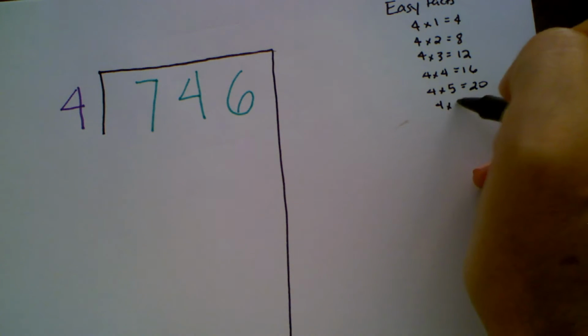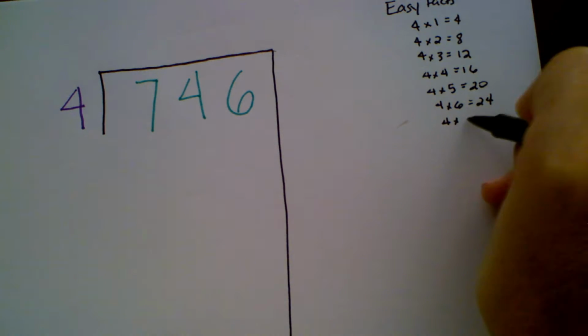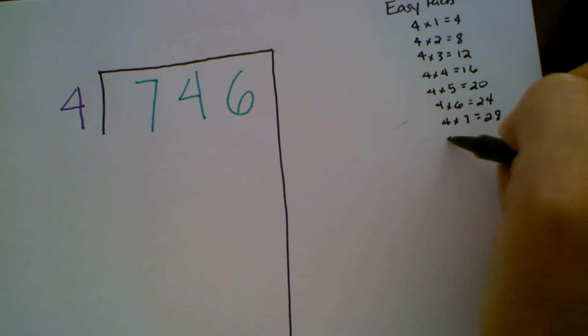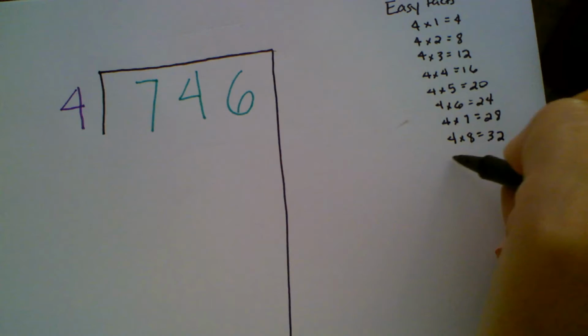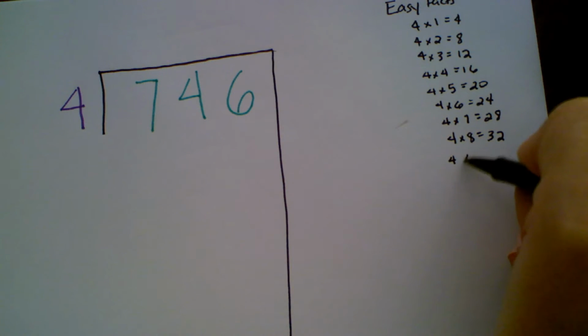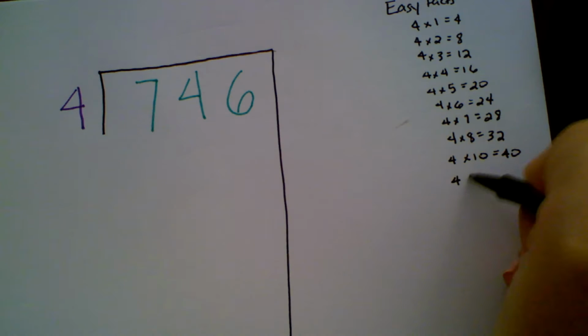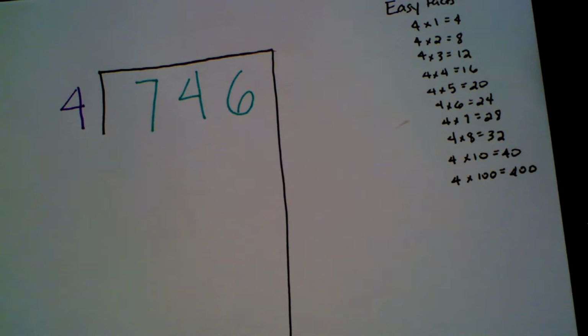We know that 4 times 6 is 24. We know that 4 times 7 is 28. We know that 4 times 8 is 32. And let's see, we can take it all the way up to 10. 4 times 10 is 40. 4 times 100 is 400.